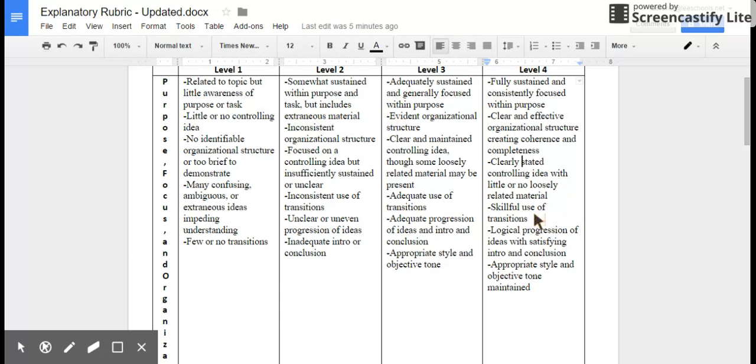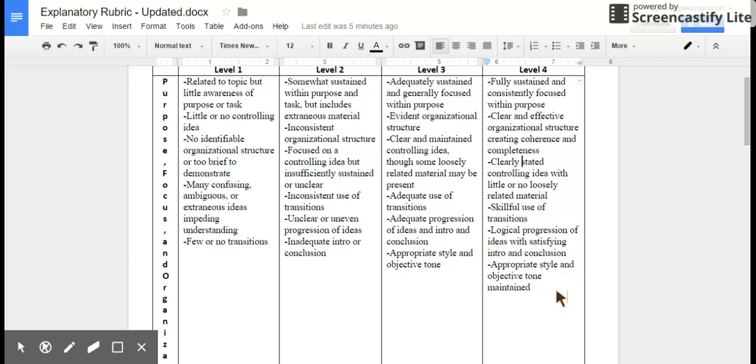But the controlling idea is the umbrella, and everything should fit under it, meaning it should have little or no loosely related material. So you should be able to look at every single part of the essay and say, yes, this builds up to or supports my controlling idea. Next is skillful use of transitions. And this is something that we've been working on in class, and I want you to continue to focus on. Logical progression of ideas with satisfying intro and conclusion.